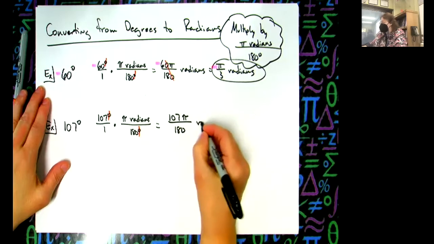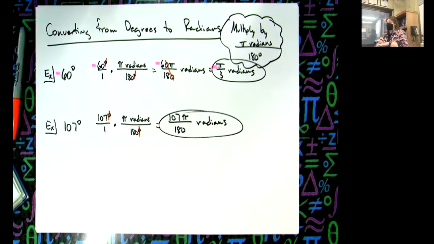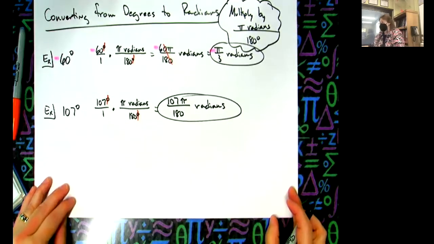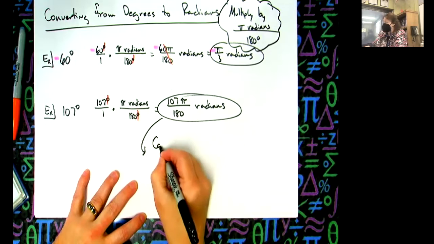I can't reduce that fraction. It's not nice. I could just leave it like that, but I could also convert it to a decimal in radians, if I were to do this on a calculator.